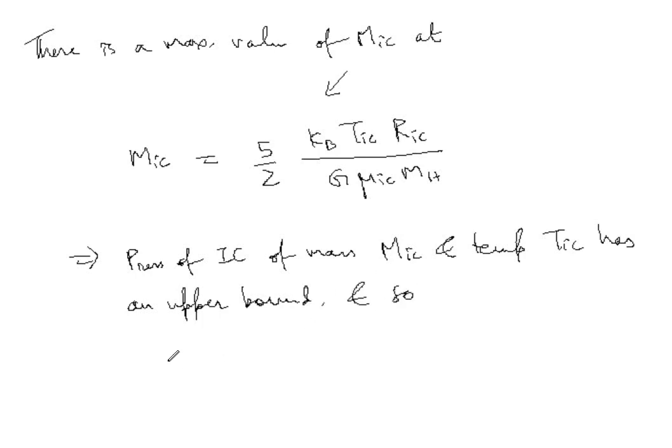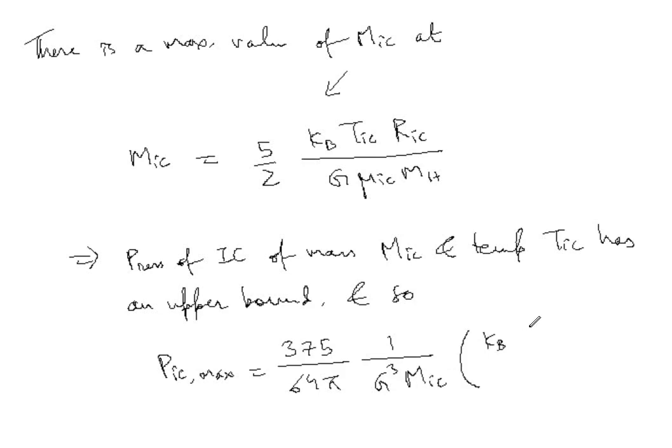So what is the upper bound? This PIC max is given by, if you do the maths, although it's not very difficult, you will be able to get this value: KB TIC divided by mu IC into MH, the mass of hydrogen, whole to the power 4. Okay, fine.